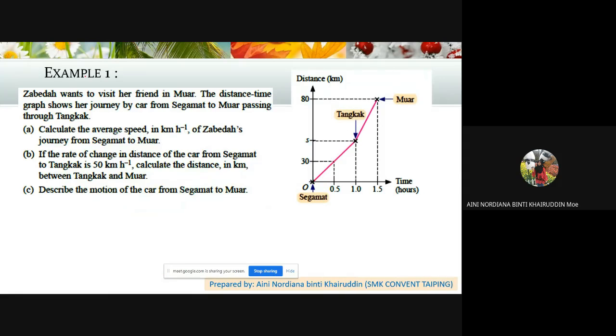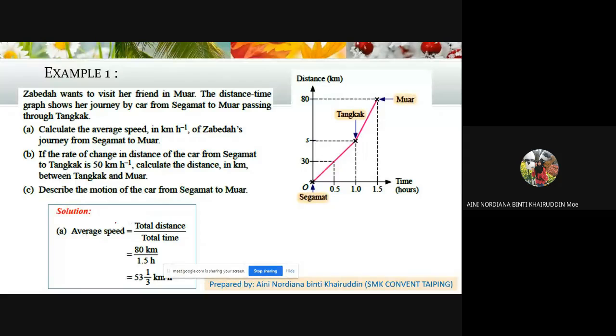Okay. Example 1. Zabeda want to visit her friend in Muar. The distance time graph show her journey by car from Segamat to Muar passing through Tangkap. So dari Segamat nak pergi Muar, lalu Tangkap. Calculate the average speed in kilometer per hour of Zabedah journey from Segamat to Muar.